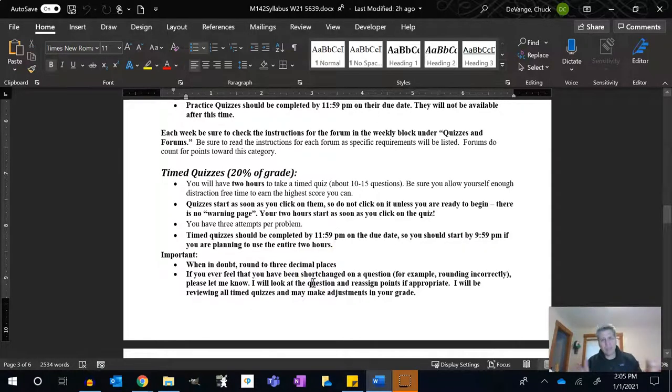And then sometimes there's an auto grader on both the practice and the timed quizzes. Sometimes you'll submit an answer, you're sure that it's right, and it's marked wrong. Just send me a message. It could be that the auto grader missed the subtlety. It could be that there's something about the rounding. I will take a look at it.